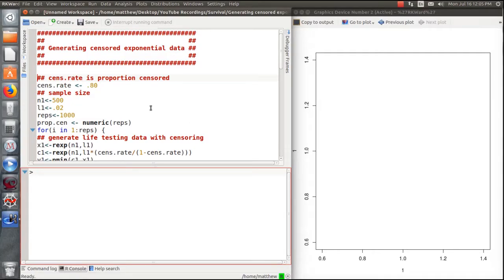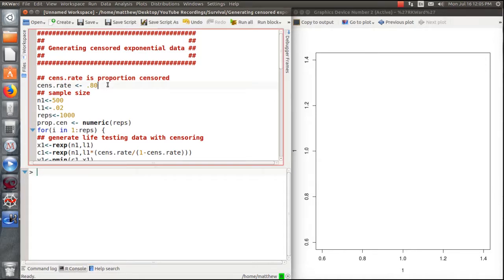Okay, here we're in R. I'm on a Ubuntu machine, and we're going to generate censored exponential data. And here, the censor rate, I'm going to let it be about 20%. We're going to do this for a sample size of 500. Our lambda 1 parameter for the exponential distribution is 0.02.